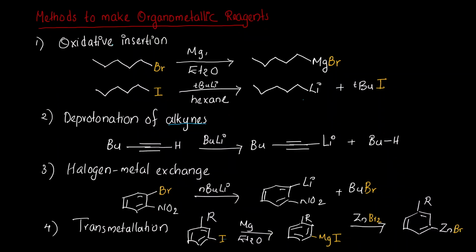In this video, we will learn how we can make organometallic reagents. Organometallic reagents means we have the organomagnesium reagents, that is our Grignard reagent, and we also have the organolithium reagents.